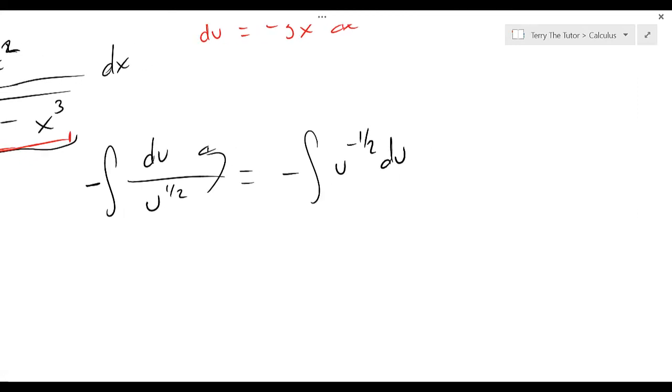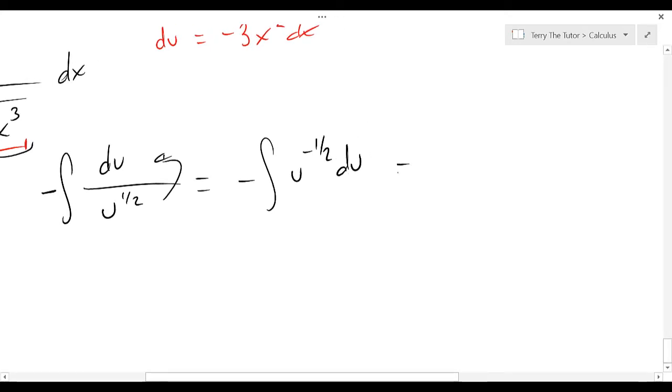And now that's a power rule, which equals, we add 1, so that is going to be 1/2 divided by 1/2. That's the same as multiplying by 2. So we've got that negative sign there. 2, and then we've got u to the 1/2 power plus c.